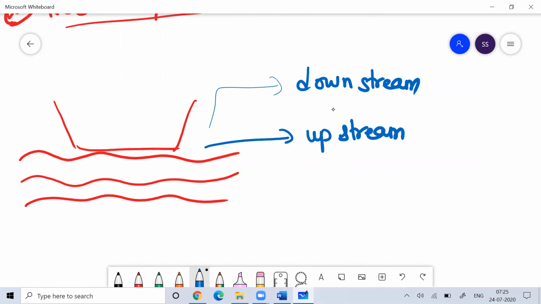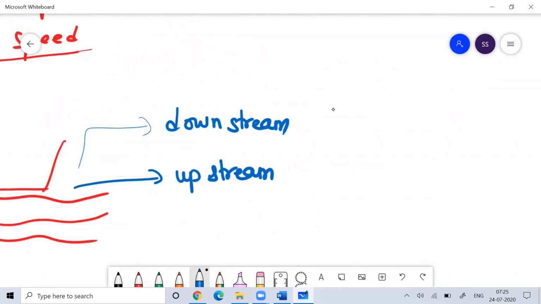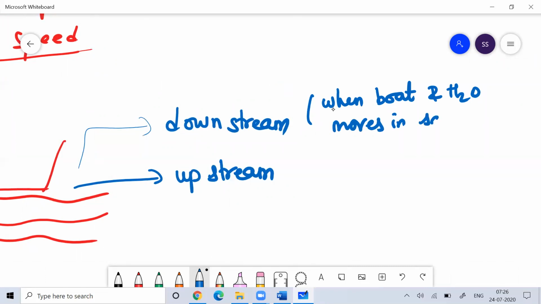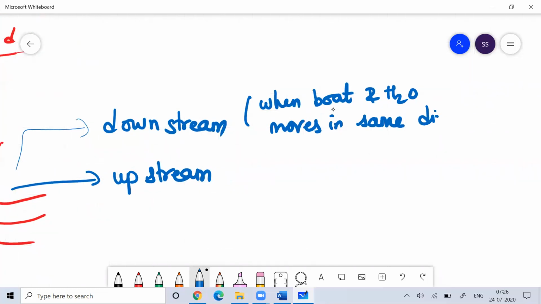So what is downstream? Downstream basically means when the boat and water are both moving in the same direction. That is called downstream.